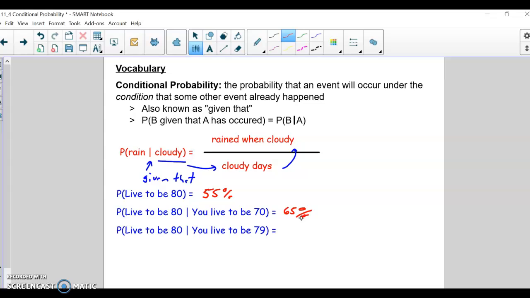Okay, so I'm going to see if you can make some sense of this. How about this last one? Probability you live to be 80, given that you've made it to 79. Pause the video and just take a guess. There's not a right answer. Well, there probably is, but I don't know what it is. But just take your guess.